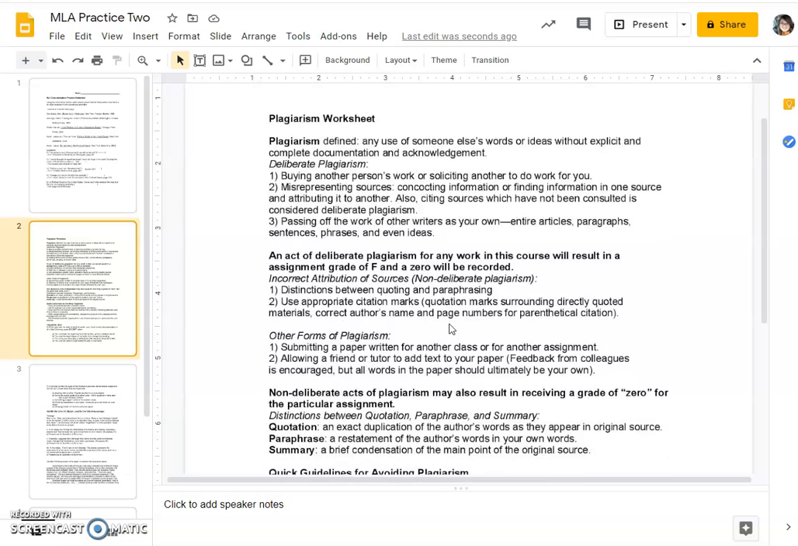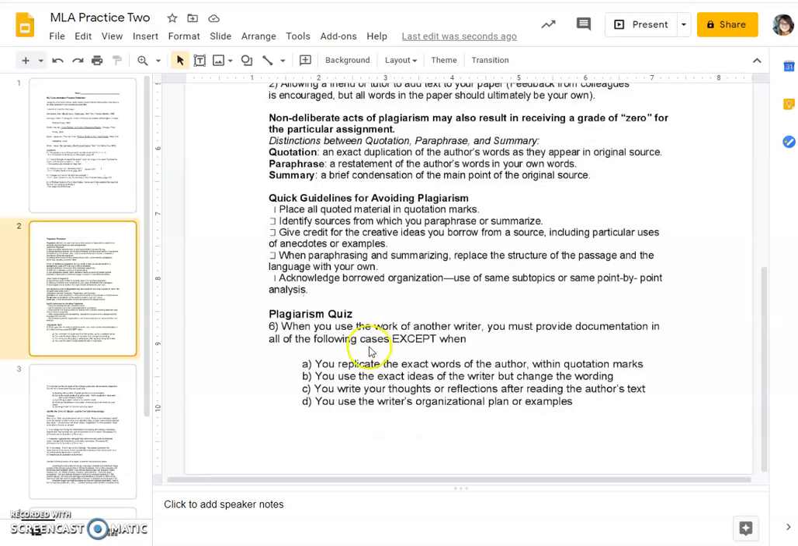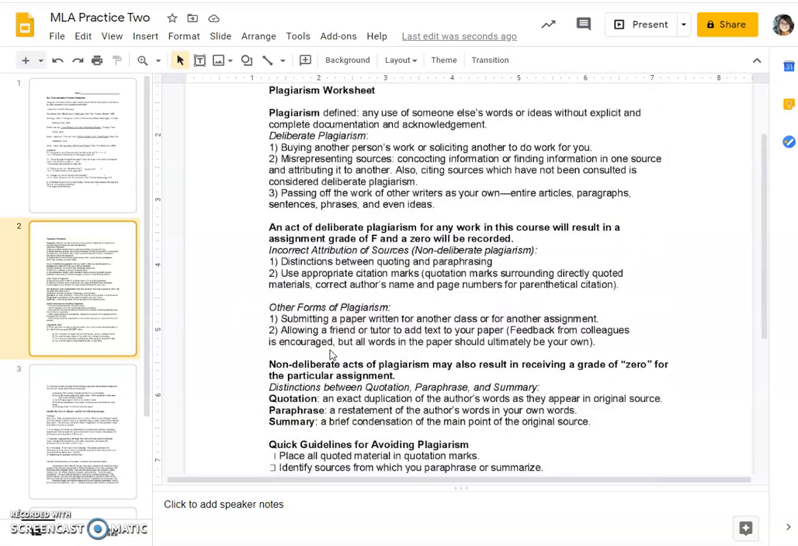Okay, so this is just about plagiarism. All you have to do is read it and answer the questions. Plagiarism is a big deal, especially in English class, because anytime that you don't cite your work and you're using someone else's words, and you're not giving them credit, you're plagiarizing. So, especially in English, it's a huge thing. You have to cite your work so you don't plagiarize.